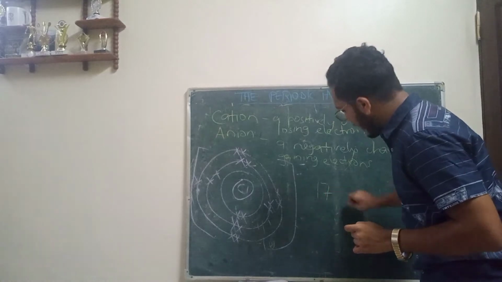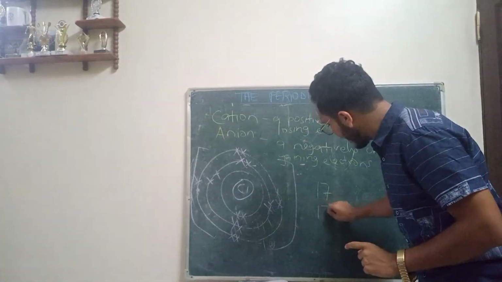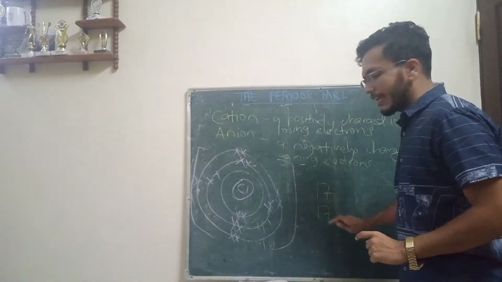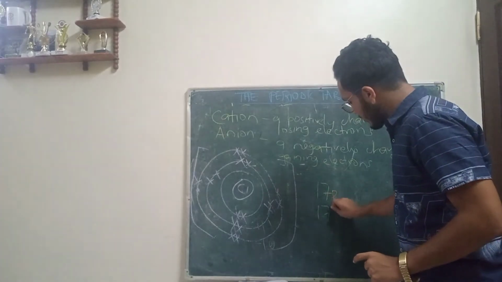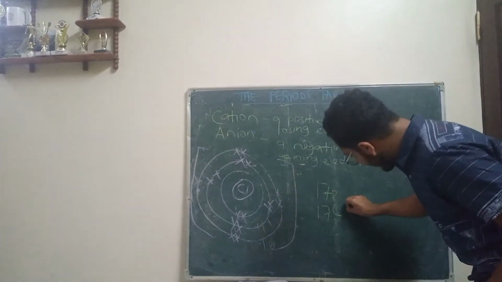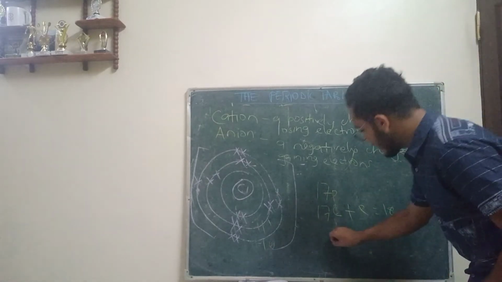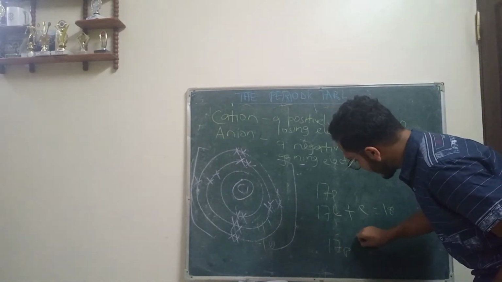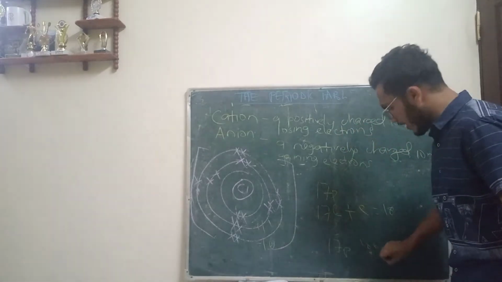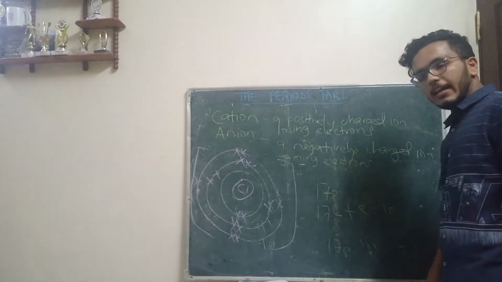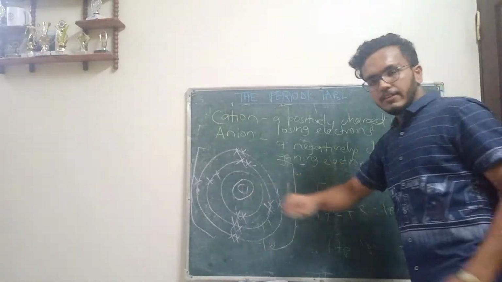17 protons. And how many electrons? 17 electrons. Positively charged and negatively charged. Now 17 protons and 17 electrons, but it gained 1 electron, so it became 18. So 17 protons minus 18 electrons, you are left with negative 1, and that is the charge of the ion.